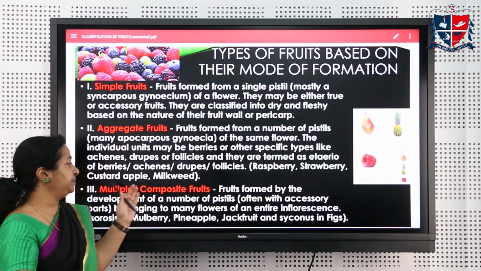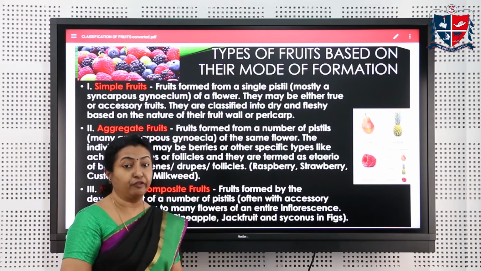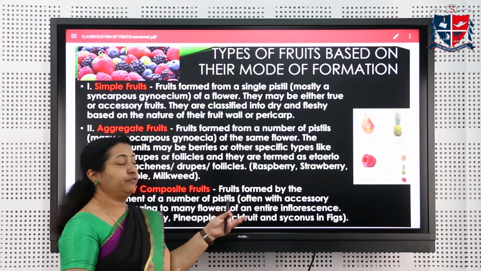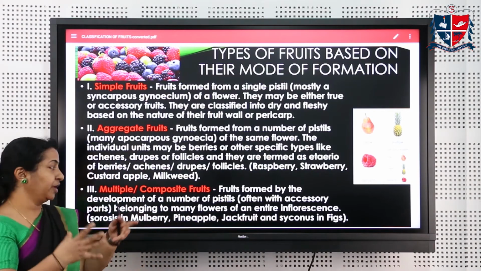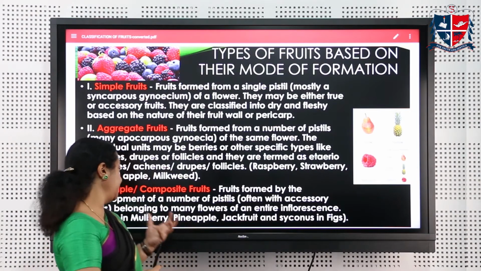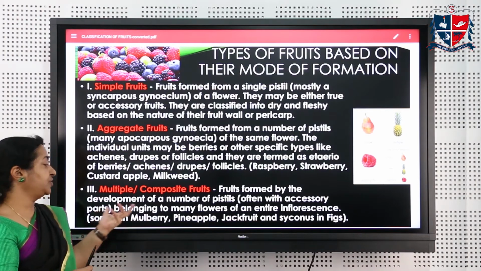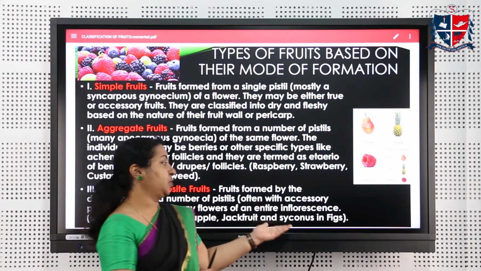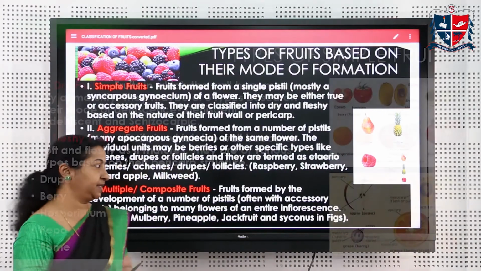In the case of multiple or composite fruits, the fruits are formed by the development of a number of pistils, often with the accessory parts joining with each other, that is of an entire inflorescence, and thus forming a sorosis in the case of mulberry, pineapple, jackfruit, or a syconus as in the case of figs.